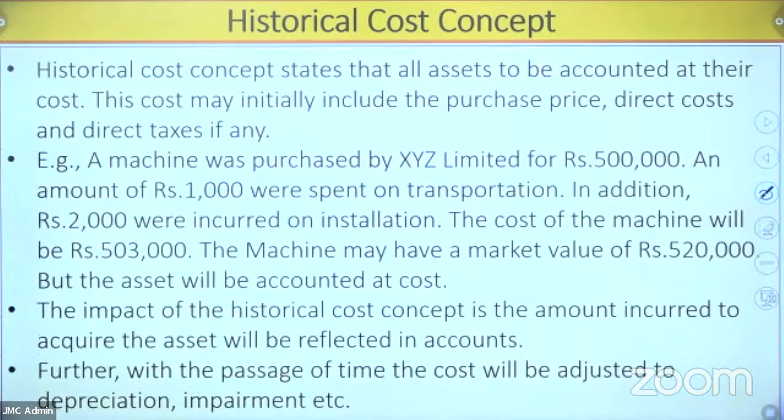Historical cost concept. The historical cost concept states that all assets are to be accounted at their cost. This cost may initially include the purchase price, direct costs, and direct taxes, if any.